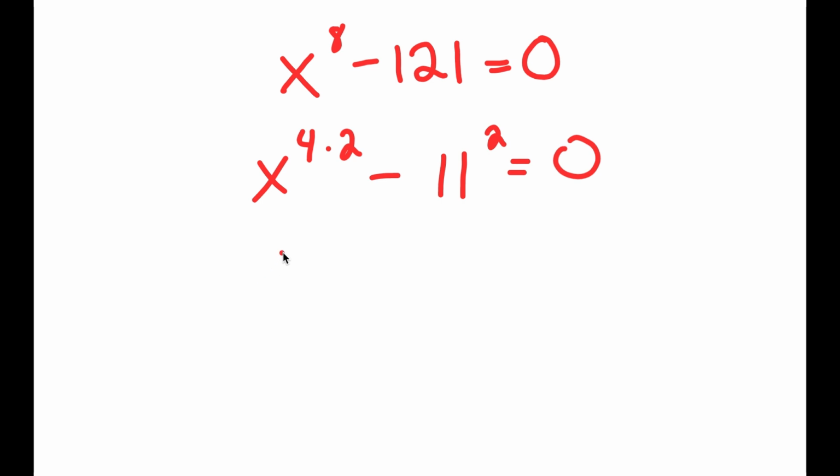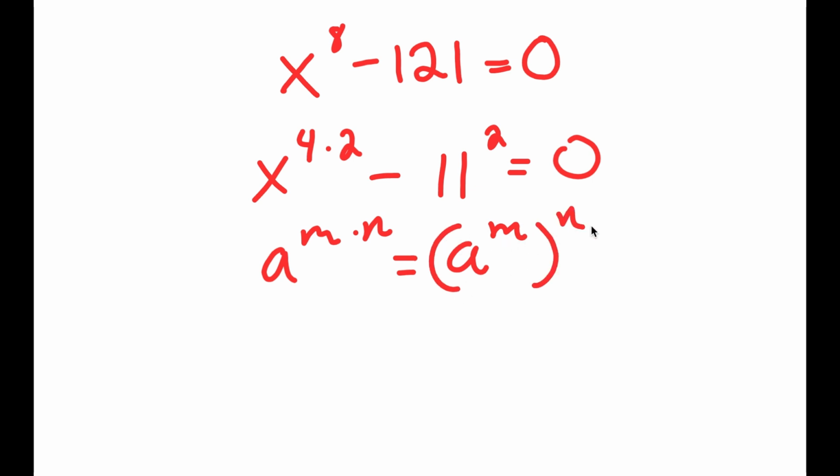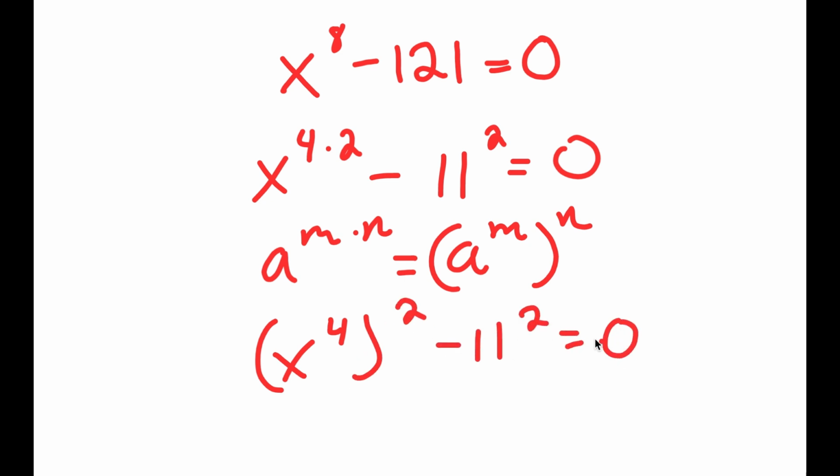Now if I have something in the form a to the power of m times n, this is equal to a to the power of m to the power of n. So x to the power of 4 times 2, that's going to equal x to the power of 4 to the power of 2. Now this minus 11 squared is equal to 0.